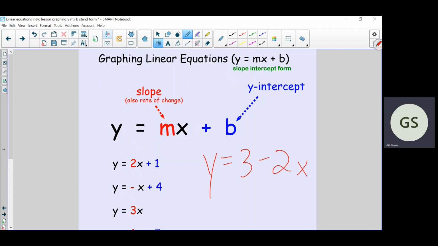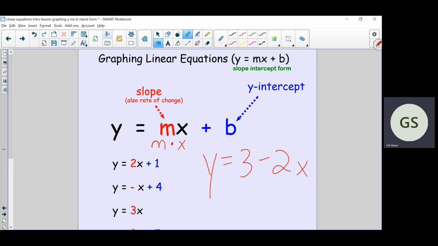You don't just automatically say, oh, well, the slope is on the left, so that must be the slope. It has nothing to do with left or right. It has to do with what's the number in front of the x. Or, more correctly, it has to do with what number is being multiplied times the x. M is being multiplied times the x. -2 is being multiplied times the x. So -2 would be the slope.